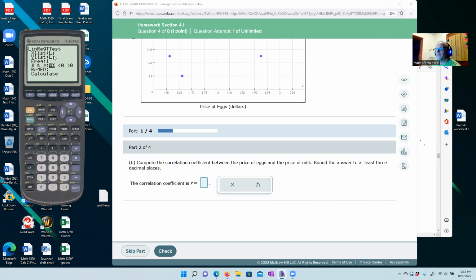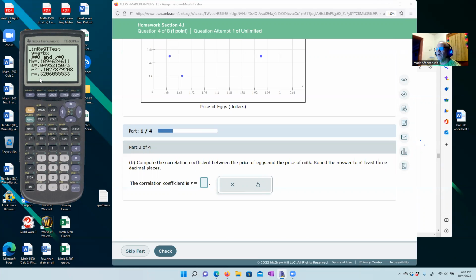So we're just going to give it list 1 is x, list 2 is y. That's fine. We're not going to worry too much about any of this. This is for a little bit later in the class. We could go back and say calculate, enter, and then look at that. It says just find our R.